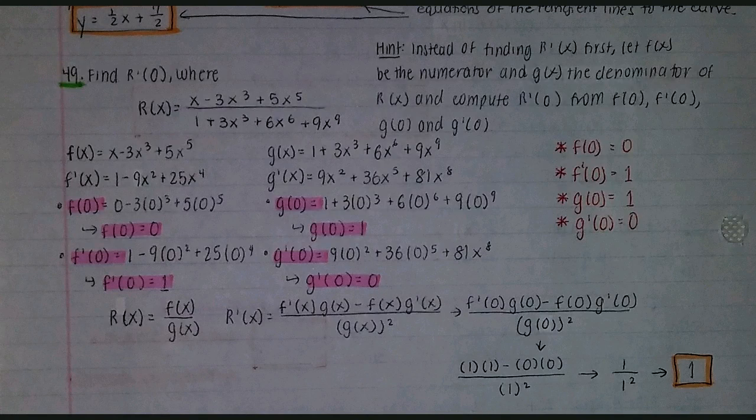Okay, just one objection. Right over here, r prime of 0. Instead of writing this arrow, just write r prime of 0. Okay, got it. Oh, you did it right. Okay, thank you.